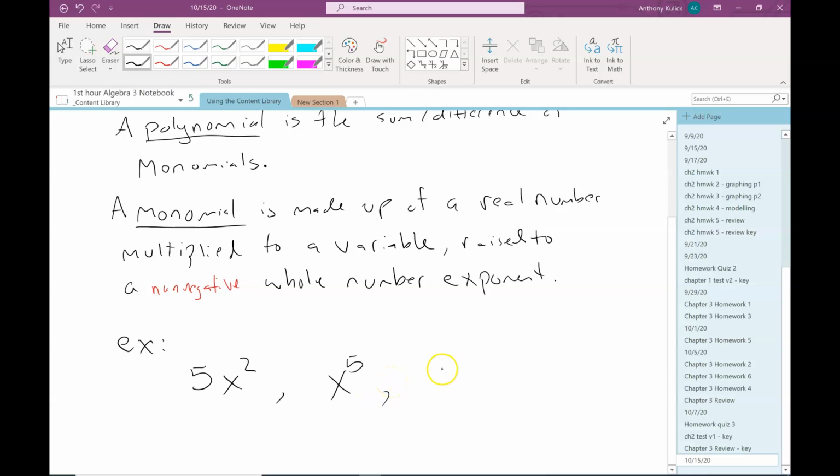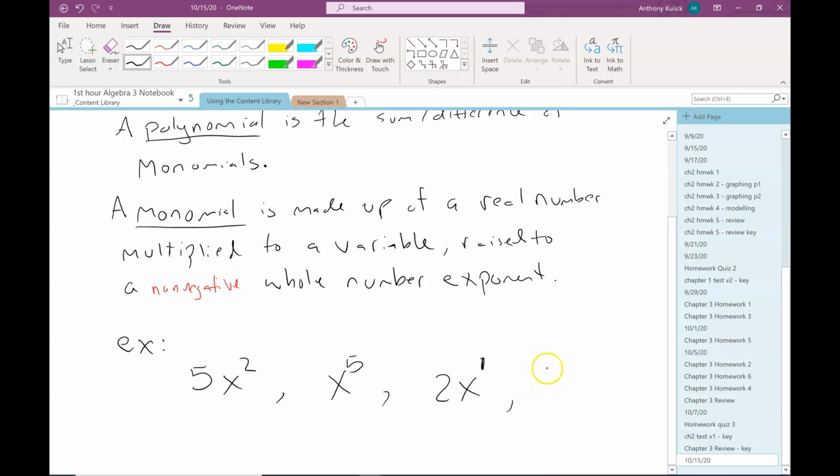Okay. What about 2x? Is that a monomial? It is. 2 is the real number, right? X is the variable. What's the exponent on x? It's 1. We know there's an exponent of 1 there. We don't usually write it down, but there is an exponent there. So that definitely meets the criteria.